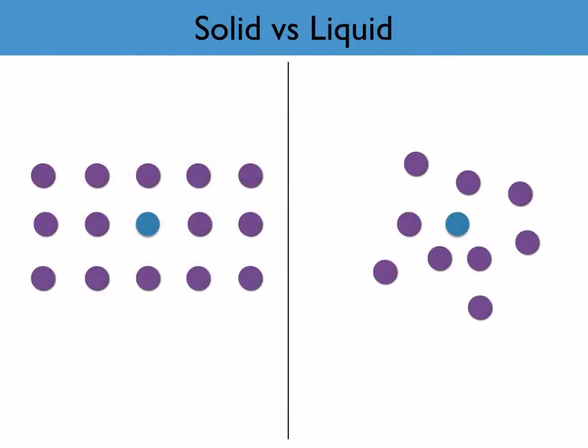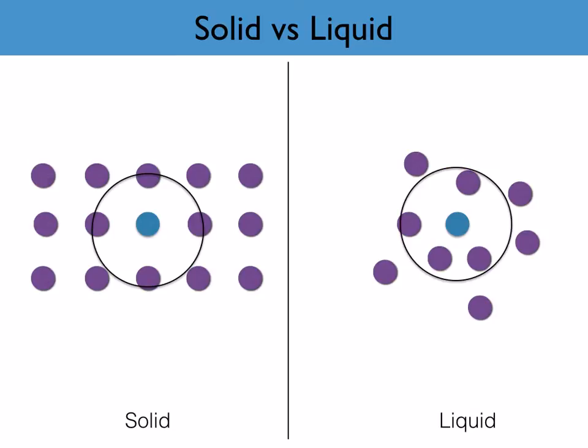Let's start by thinking about the difference in the arrangements of atoms in solids and liquids. The image on the left shows the arrangement of atoms in a solid, whilst the image on the right shows the arrangement of atoms in a liquid. Let's now consider the coordination number of the blue atom in these two systems. As you can see, in the solid, the first coordination sphere contains 4 atoms. In the liquid, the first coordination sphere also contains 4 atoms. Thus, the coordination numbers in the solid and liquid are the same.